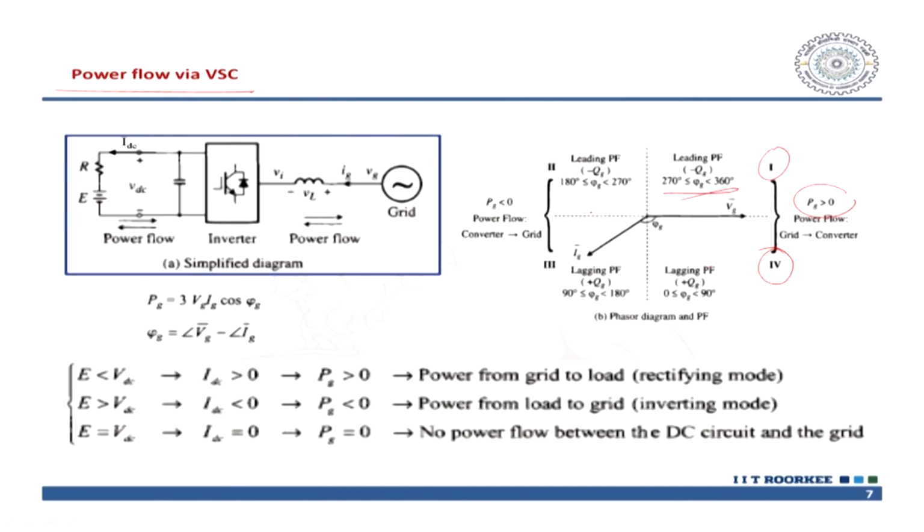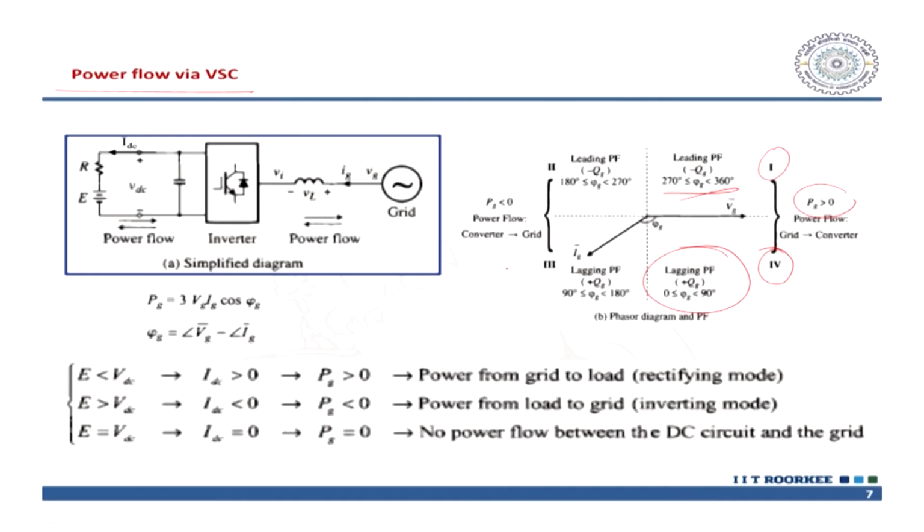Generally if it is a leading power factor, then you have the operation range of 270 to 360 degrees. On the other hand, in this coordinate you have Pg positive here, but you can have a negative power factor, where the angle will vary within 0 to 90 degrees.